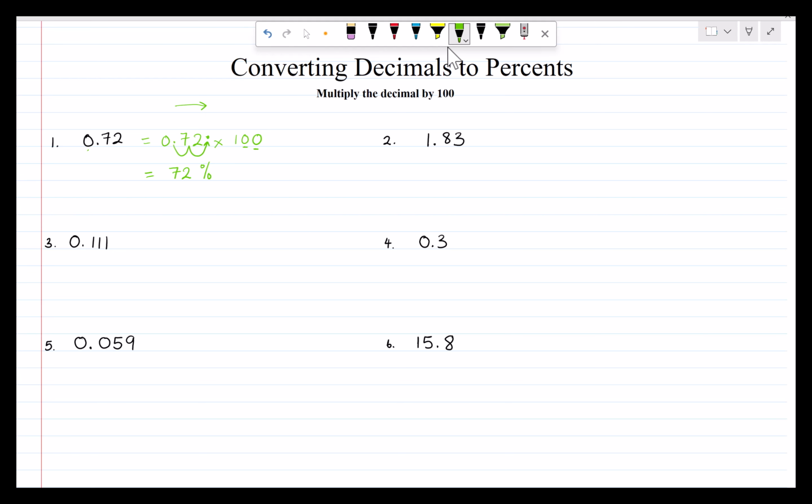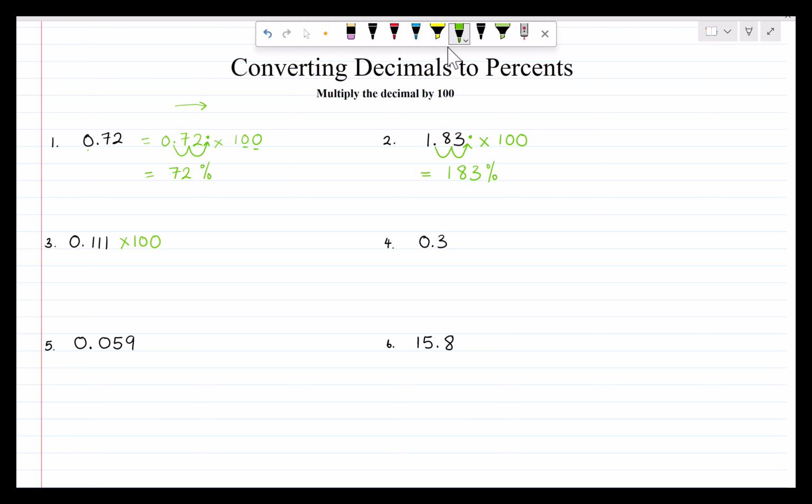Example number 2, again we have 1.83, which we want to change to a percent. That means we're going to multiply it by 100, and by so doing, we are moving the decimal point twice, 1, 2, and it's coming right there. That leaves us with 183%.